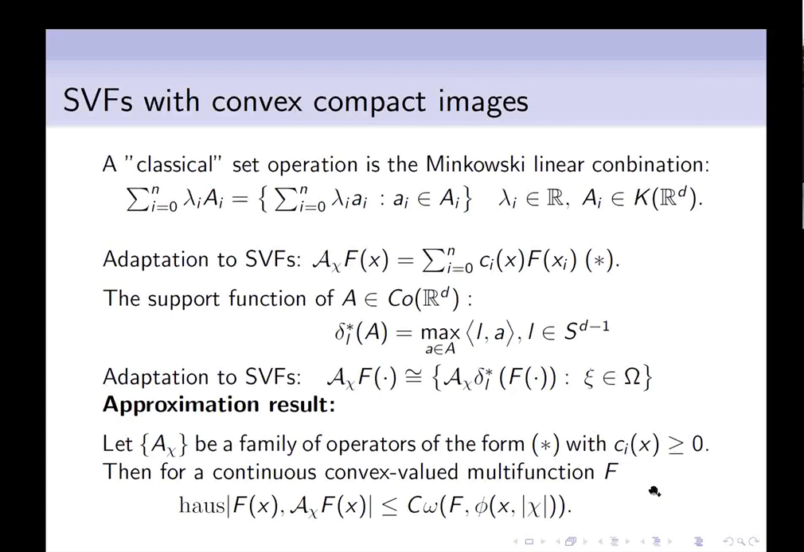Excuse me. We needed the approximant to be well defined, this positivity, and the error bounds are given in terms of the modulus of continuity of the set function. So that's what is done in the convex case.